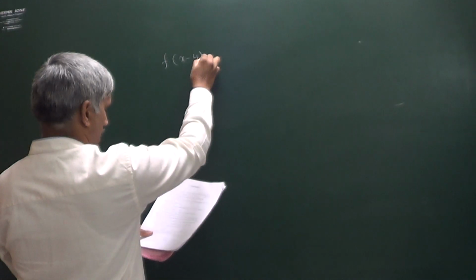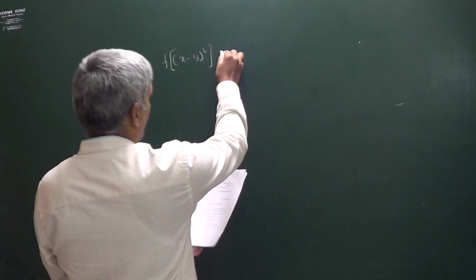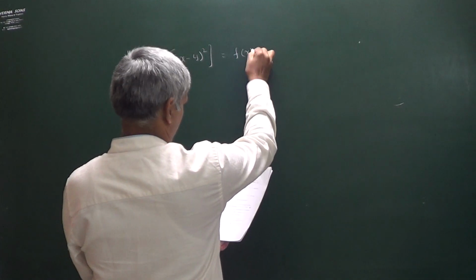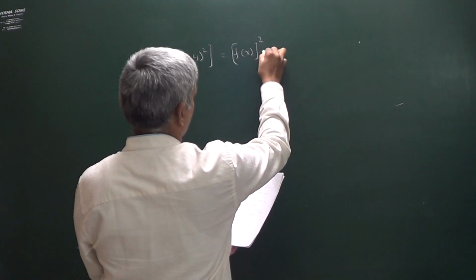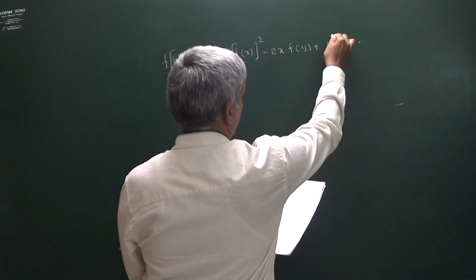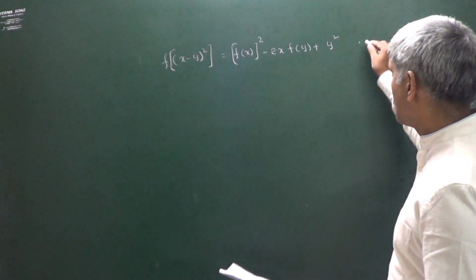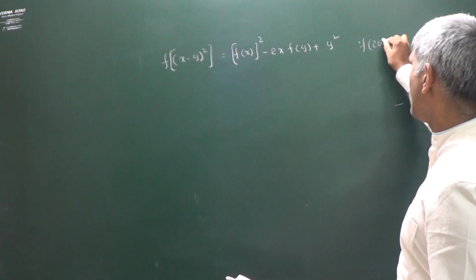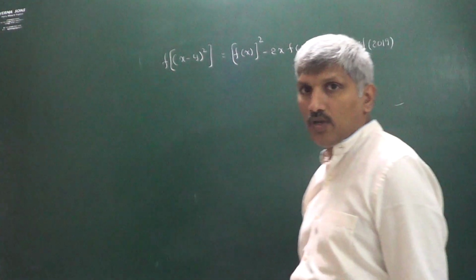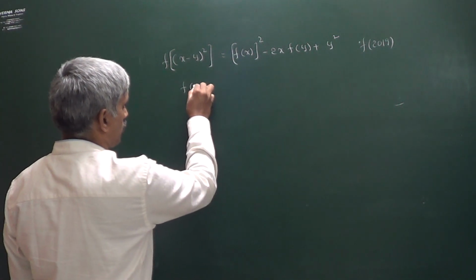So the next question is saying that f is a function defined from real numbers to real numbers, f of x minus y whole square is equal to f of x whole square minus 2x into f of y plus y square, for all x, y belonging to R. He is asking what is the value of f of 2019. If I am substituting x equal to 0, y equal to 0, what happens?